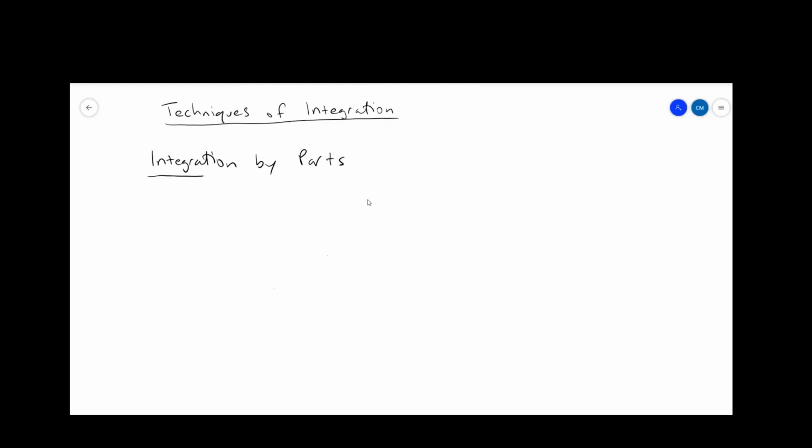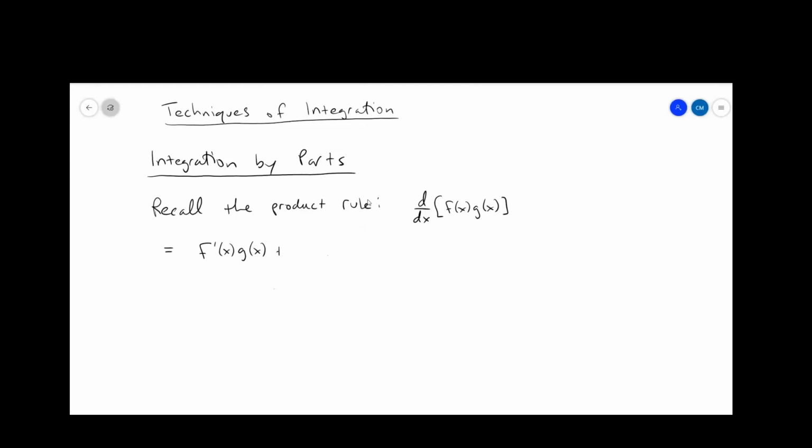Integration by parts. So what is this? Let's recall, I'm going to try to show you where this comes from. Recall the product rule. What does the product rule say? It says if I want to take the derivative of a product of two functions, everybody remembers the product rule? We take the first function times the derivative of the second, or whichever order you want to say it. I guess the derivative of the first times the second plus the second function times the derivative of the first.